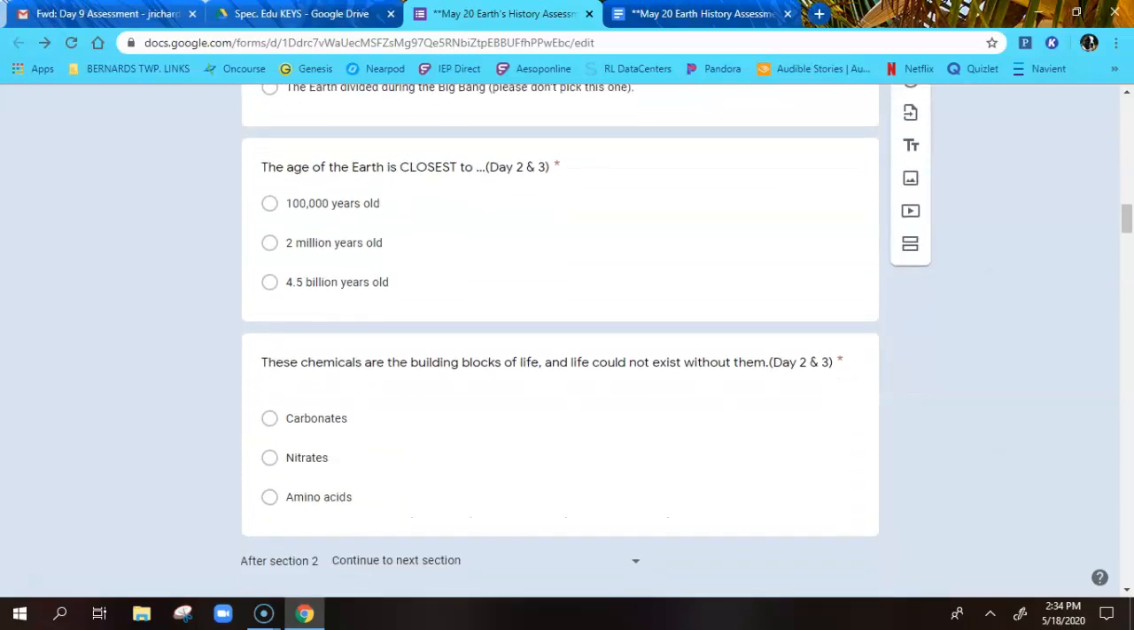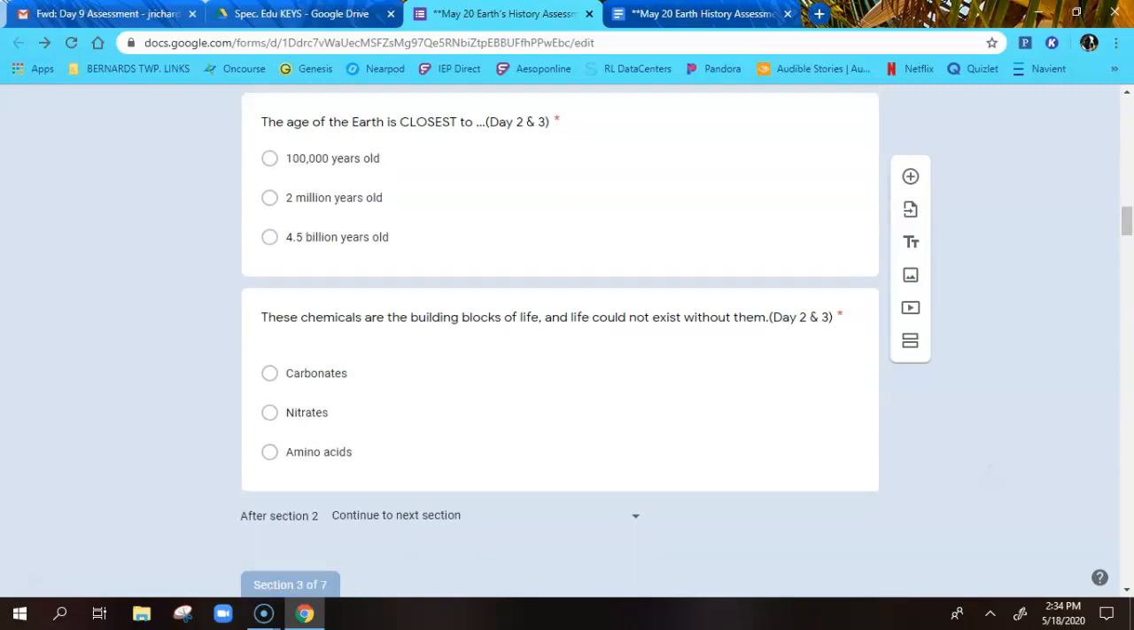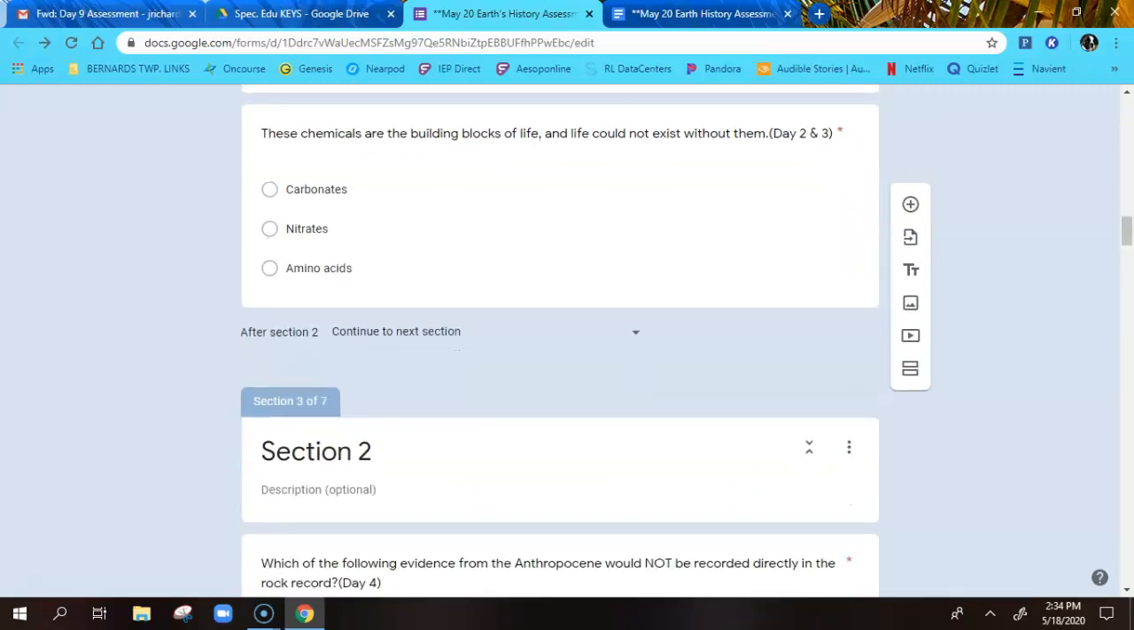Number 3, the age of the Earth is closest to, again, this is found in your day 2 and 3 notes. Letter A, 100,000 years old, B, 2 million years old, or C, 4.5 billion years old. And the last question in this section, these chemicals are building blocks of life, and life could not exist without them. Again, from your day 2 and 3 notes. A, carbonates, B, nitrates, C, amino acids.